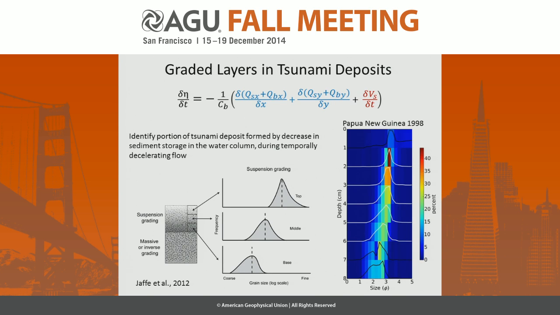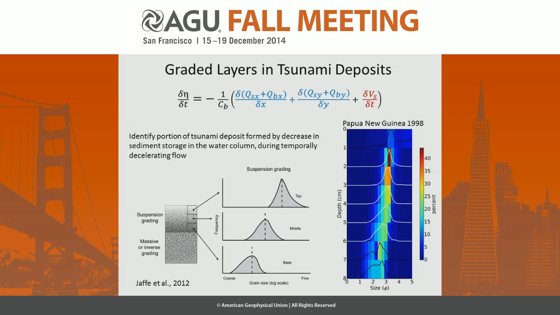So in our original conceptual model, we said that if this dV/dt term was dominating the deposition from tsunamis, we would expect a certain relationship between flow depth and deposit thickness. And we've seen that this is often not the case by looking at the data. But what we do think is that part of every deposit is being formed by this term, and so we think that these parts of the deposit can be identified by looking for internal layers of tsunami deposits, and they can be characterized by grading.